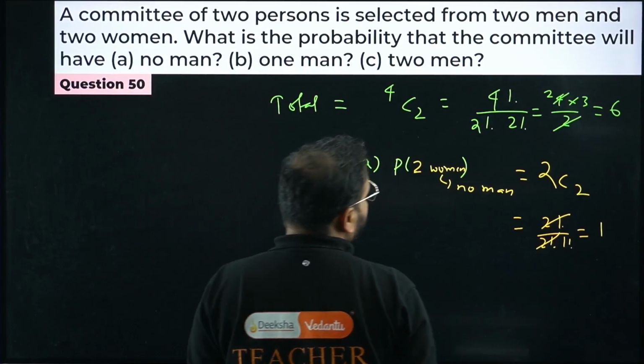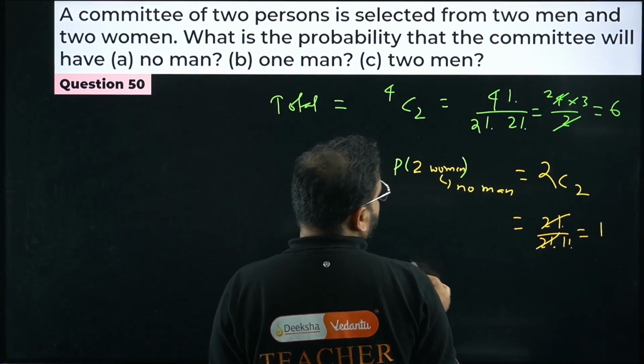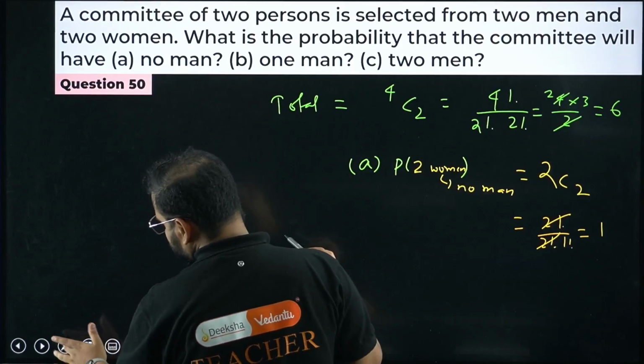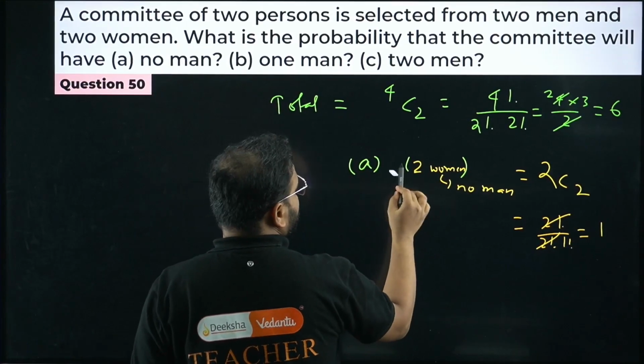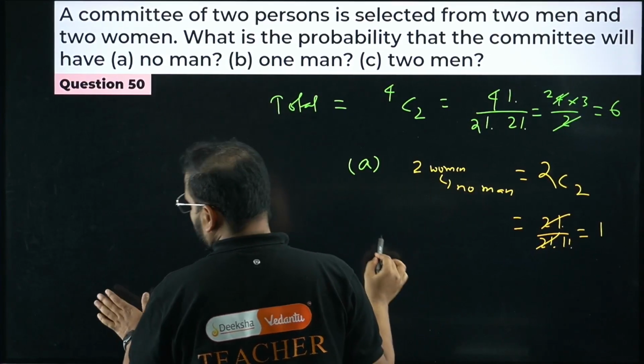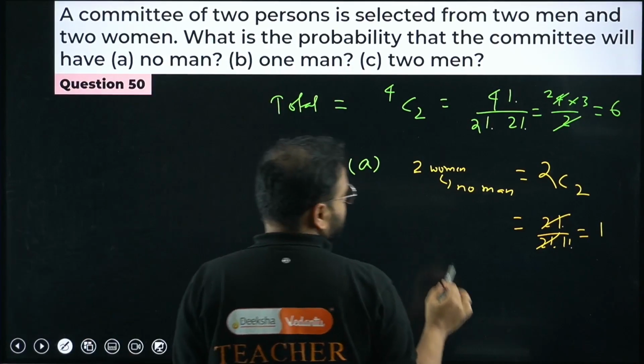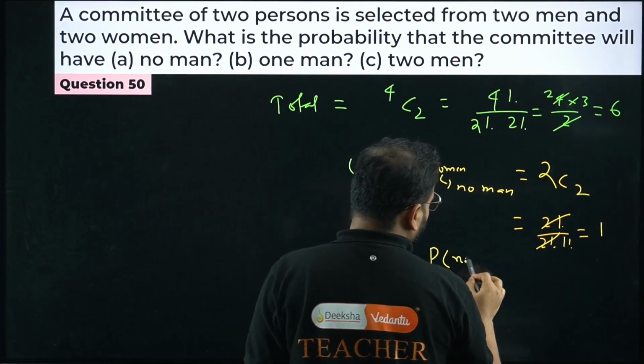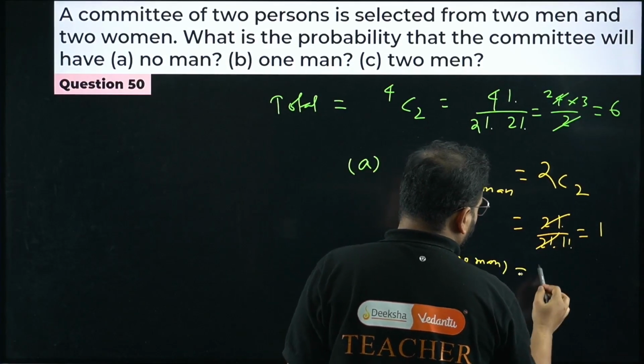So you're looking for probability, right? This is not a probability; this is the ways to choose it. Probability will be 1 by 6 actually. Probability of choosing no man will be 1 by 6.